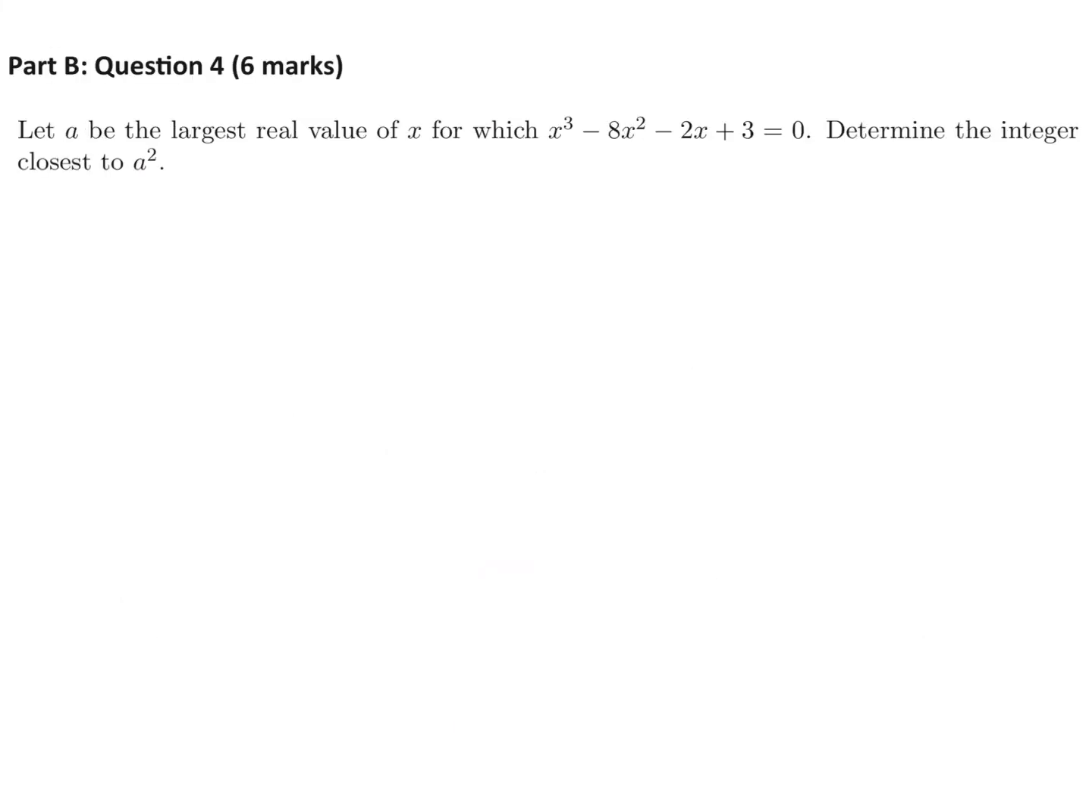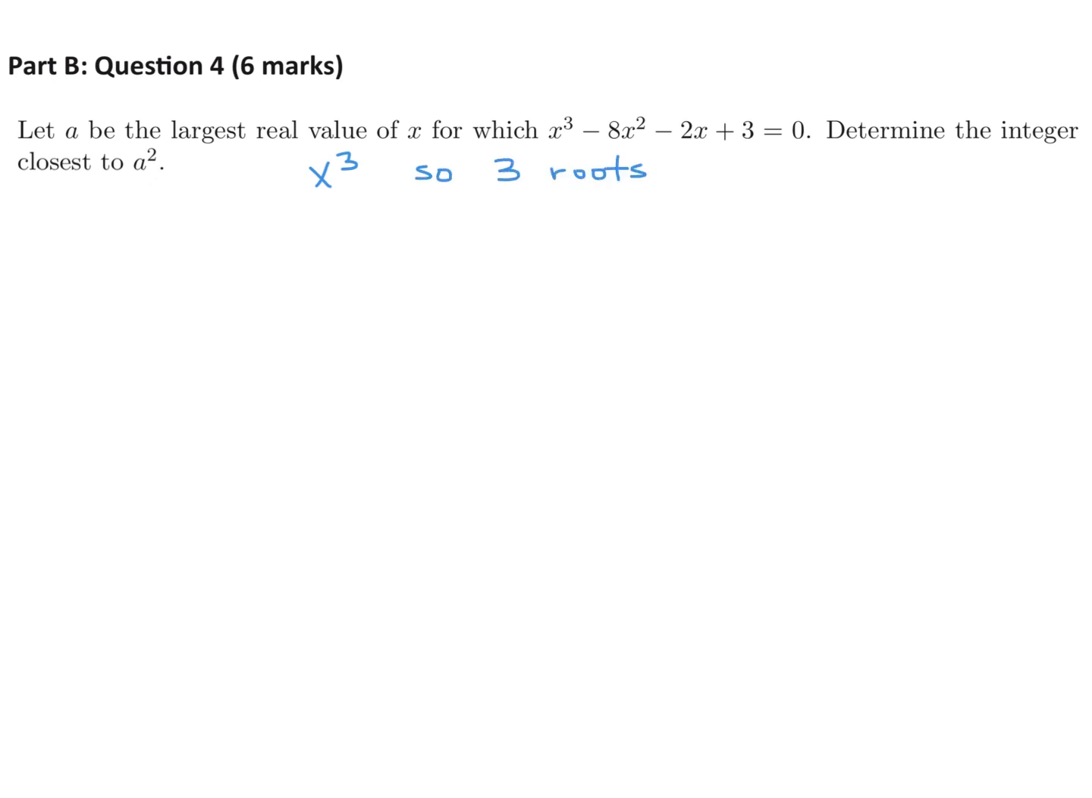Let a be the largest real value of x for which x to the power 3 minus 8x squared minus 2x plus 3 is 0. Determine the integer closest to a squared. This has a cubic, x to the power 3, so it would have 3 roots.